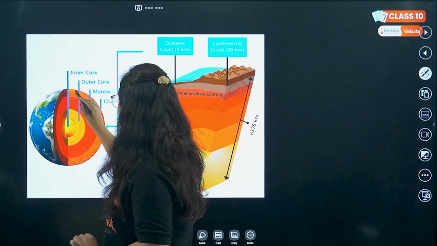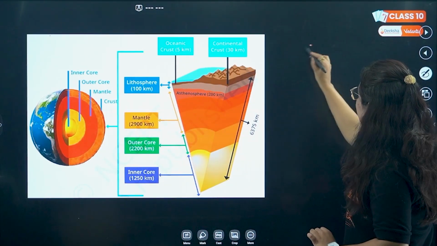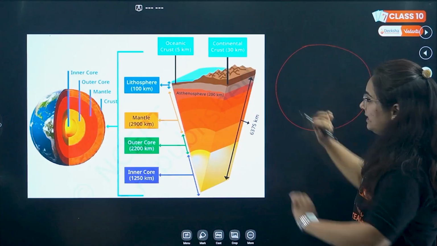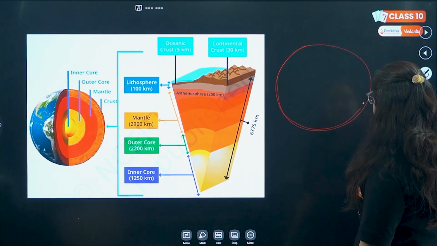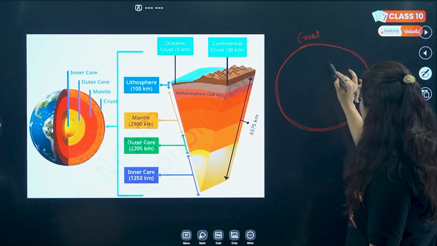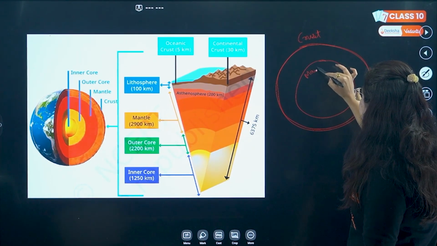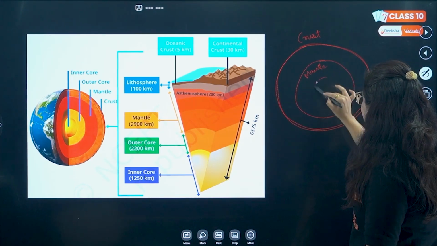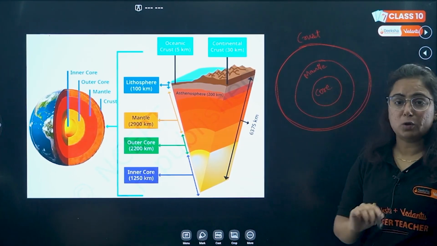Just below the crust, pay attention to that, how we will see it. So this is the earth, as you can see. This layer of the earth is known as crust. Below the crust, there is another layer. This is known as mantle. And under this is the core.